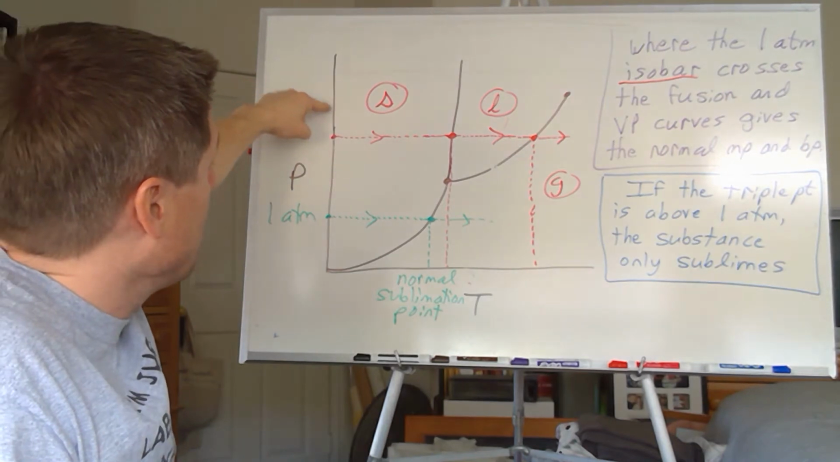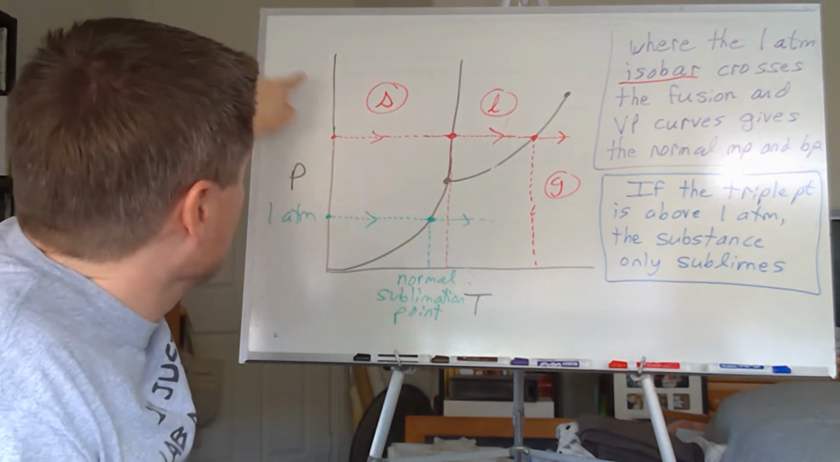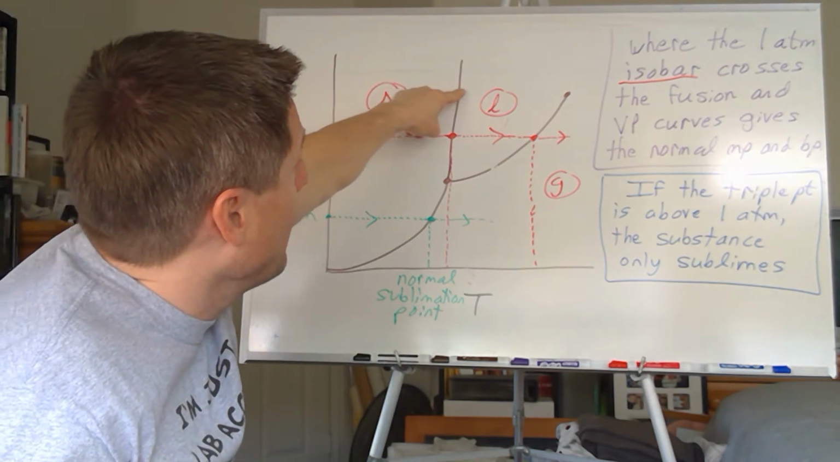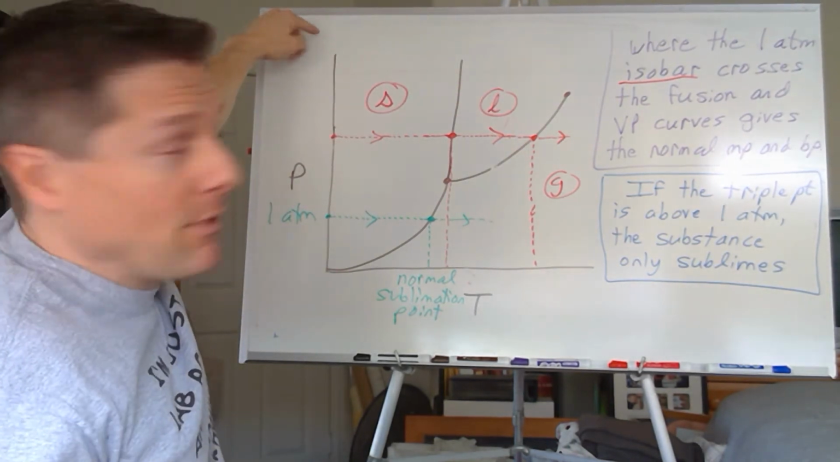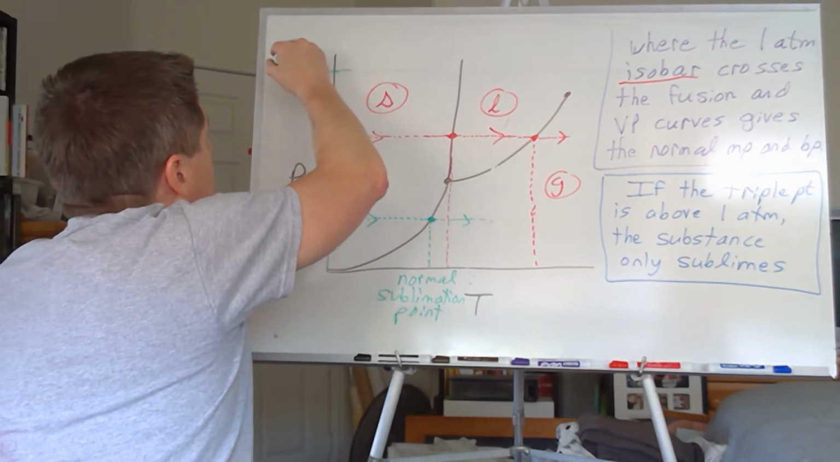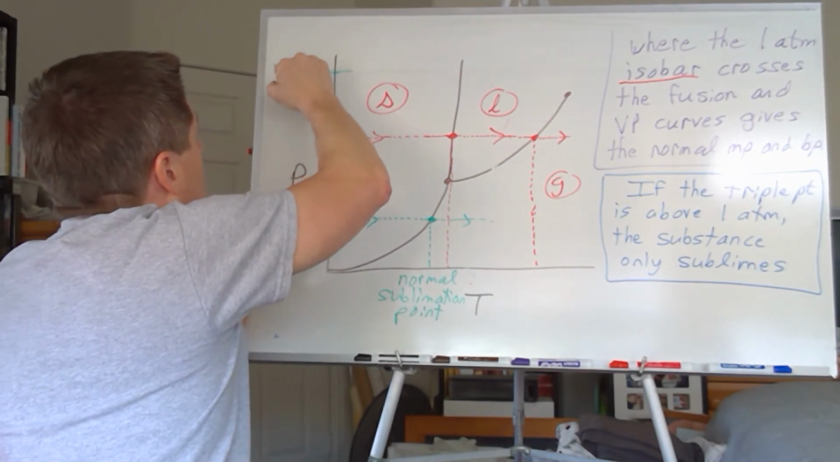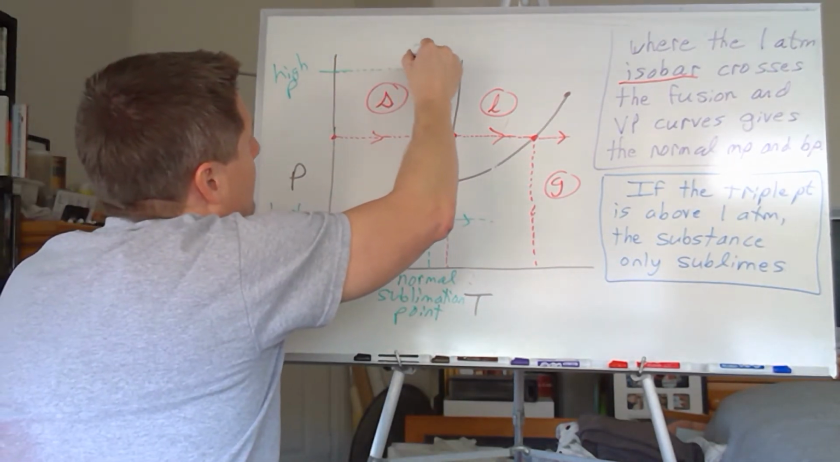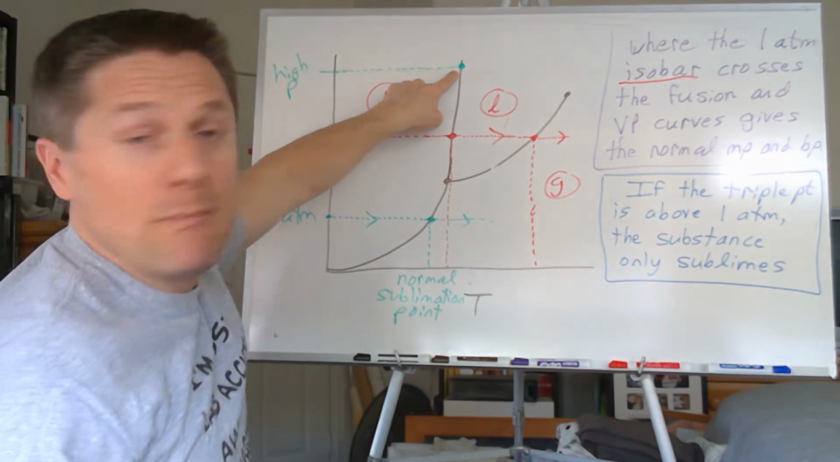So if I wanted to actually liquefy this substance, I'd have to come to a much higher pressure. Boom. And then it would melt. Now, if I'm up really high, what if I'm way up here? What if I'm way up here? That's super high pressure. And I take an isobar across. It would melt, right?